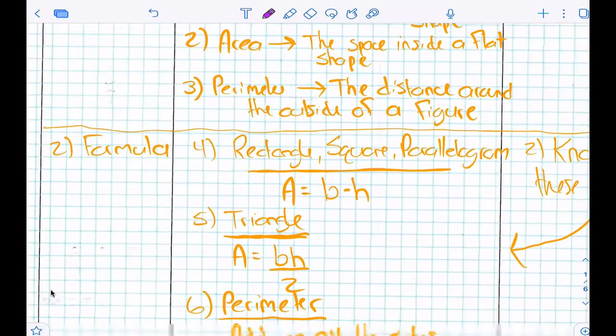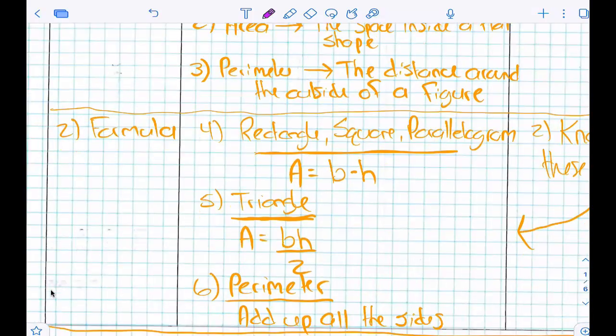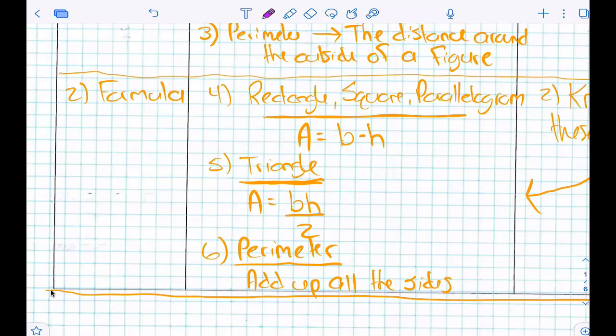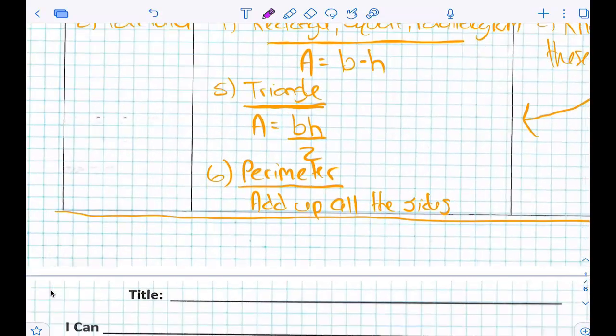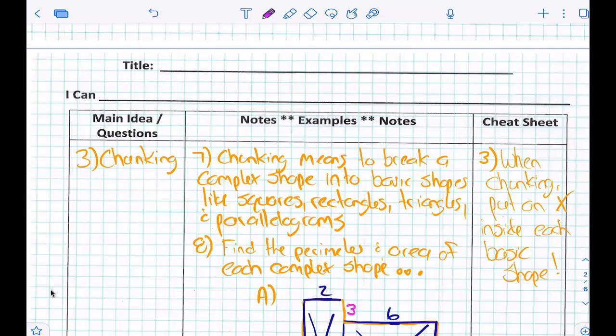The formula to calculate the area for a rectangle, square, and parallelogram is base times height. The area formula for a triangle is base times height divided by 2. And the perimeter for any polygon would be to add up all the sides. Love it. Okay. All right, chunking.